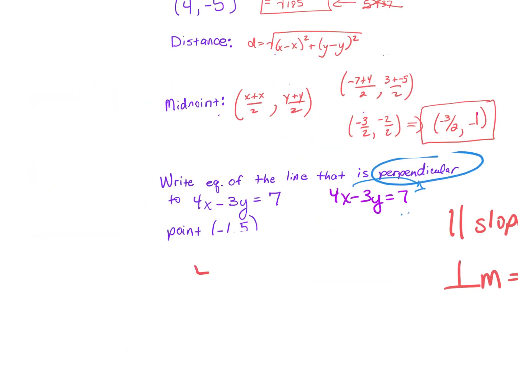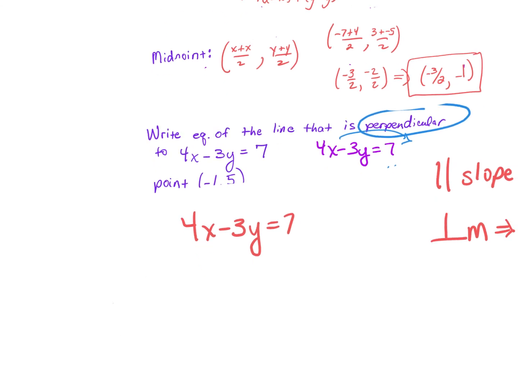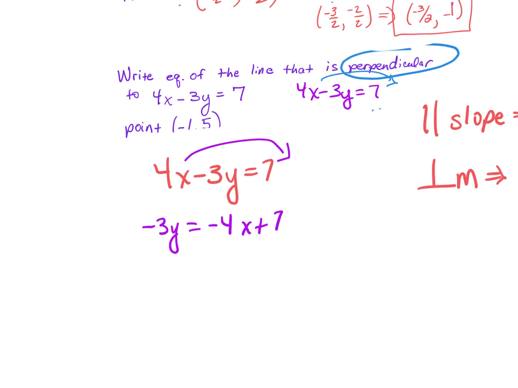So if I have an equation, 4x minus 3y equals 7. All right, how do I find out the slope? Can I just look at this and say the slope is 4? No, you have to get your equation into y equals mx plus b. So I'm going to move my 4x over. I have negative 3y equals negative 4x plus 7. Divide everything by negative 3. And I get y equals 4/3 x minus 7/3.